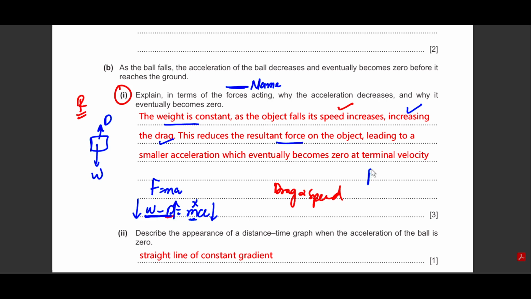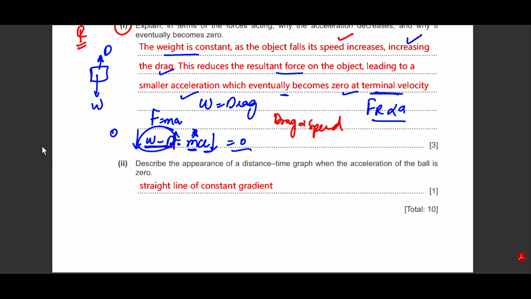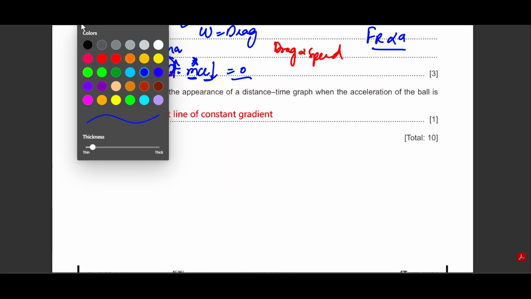So eventually, the resultant force is dependent on the acceleration, or controlling the acceleration, hence leading to a smaller acceleration, which eventually becomes zero at terminal velocity. When does that happen? When weight becomes equal to drag. When they become equal, the answer on the left-hand side becomes zero. Mass is not zero, but then acceleration becomes zero. So that is the answer in terms of forces acting.